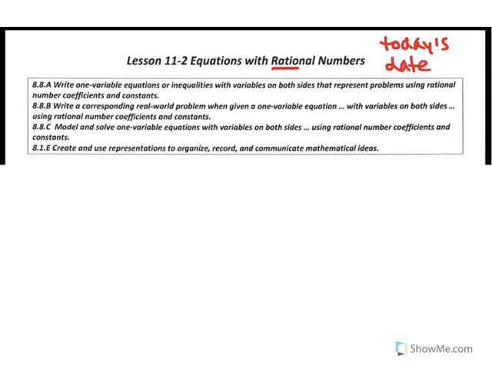We have our TEKS 8.8a, 8.8b, 8.8c, and 8.1e. Remember, the ones, 8.1 anything, are our processing TEKS, so it lets us know what processes we will be using as we go through a lesson. We will be creating and using. I will discuss the other TEKS with you later.